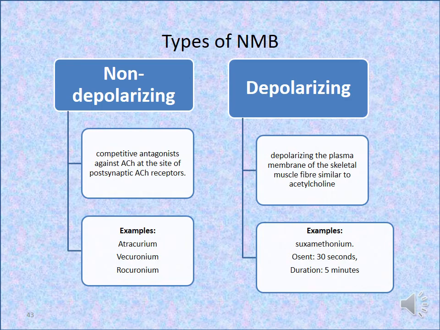Types of neuromuscular blocking drugs. The first, non-depolarizing. Second, depolarizing. The non-depolarizing is competitive, an antagonist against acetylcholine at the site of the postsynaptic acetylcholine receptor, like atracurium, vecuronium, and rocuronium. The depolarizing action depolarizes the plasma membrane of skeletal muscle fibers similar to acetylcholine, like suxamethonium, onset 30 seconds, duration 5 minutes.